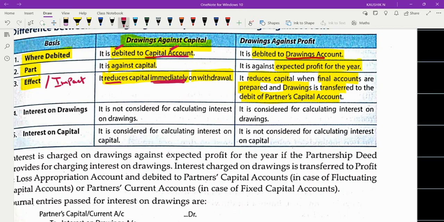Do you have that? Do you have it? Check your partner's capital account format under the fluctuating method. Hello?